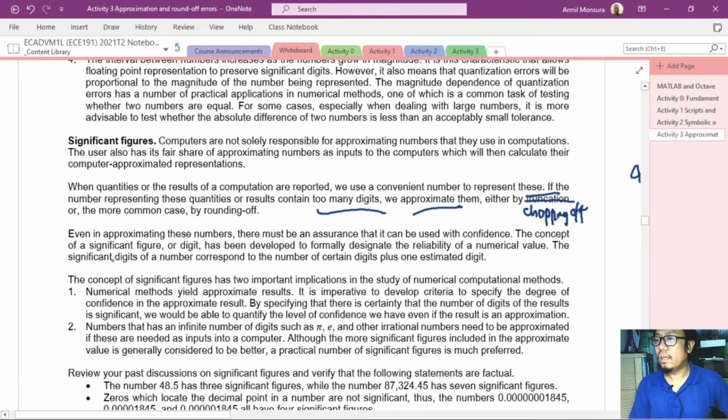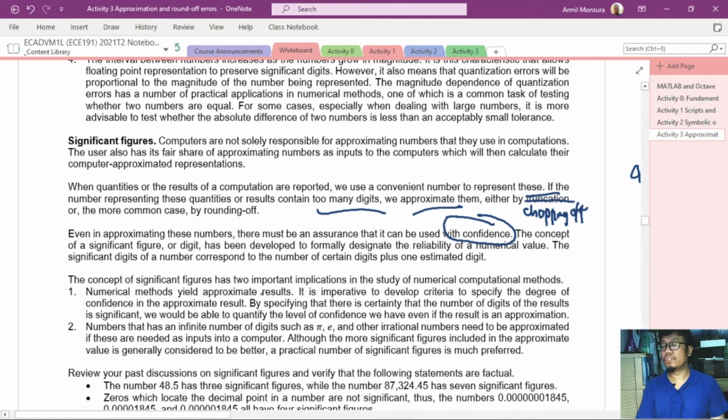Okay. Now, when you use approximate values in expressing your numbers or in expressing your results, there should be a way for us to quantify with how much confidence we have to that result. Okay. So the idea of significant figures is to put that confidence into a quantifiable entity. Okay. Para malagay natin sa number kung how much confident are we in terms of how the results turned out.